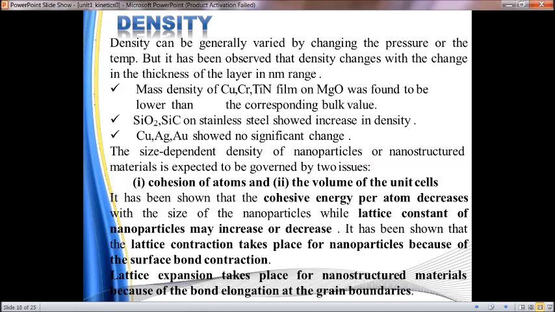So the lattice contraction takes place for nanoparticles because of surface bond contraction. The surface bond contraction has been caused by externally applied pressures. The lattice expansion takes place for nanostructured materials because of bond elongation at the grain boundaries. So this is one of the physical properties, elongation and contraction. Elongation and contraction occur with elastic materials, as you have seen, and with nanoparticles the same property is there. That is called cohesion of atoms. So in nanostructured materials, the lattice constant increases with decreasing size.